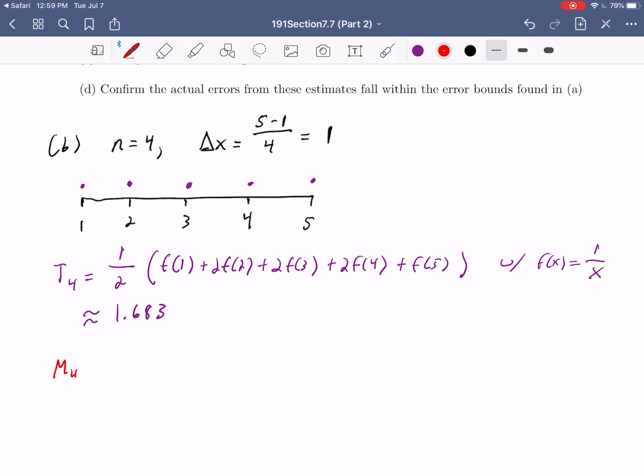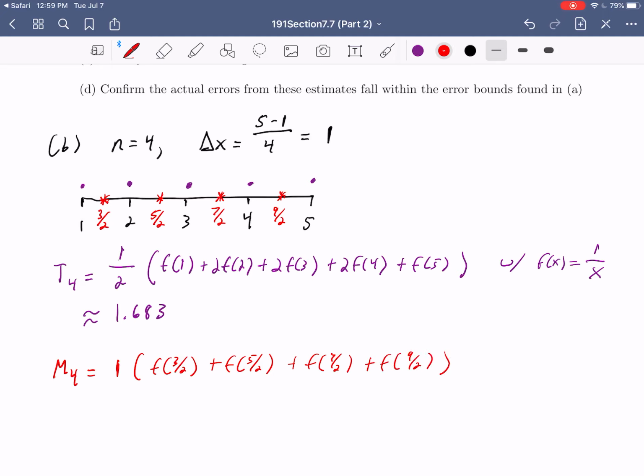So for M4, remember that for the midpoint rule, we're not going to use any of these. We're actually going to use the midpoints in each of these. So we'll be using this here, which would be 3/2, this here, which would be 5/2, this here, which would be 7/2, and this here, which would be 9/2. Remember, out front in the midpoint rule, you just put delta x. So in this case, we just have 1. We'd have 1 times f at 3/2 plus f at 5/2 plus f at 7/2 plus f at 9/2, again with f of x being equal to this 1 over x function.